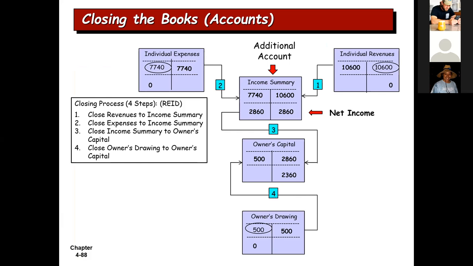That's how much the owner's capital in this example improved during the month, 2,360, because it made net income of 2,860. It sold 10,600 in revenues and incurred 7,740 in expenses, made 2,860, but it took out $500 in drawing for its owner's personal use. So his interest in the company improved by 2,360.